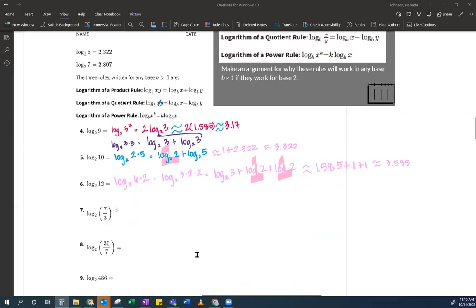So tell me what to write next. According to this rule right here, what would I write next?